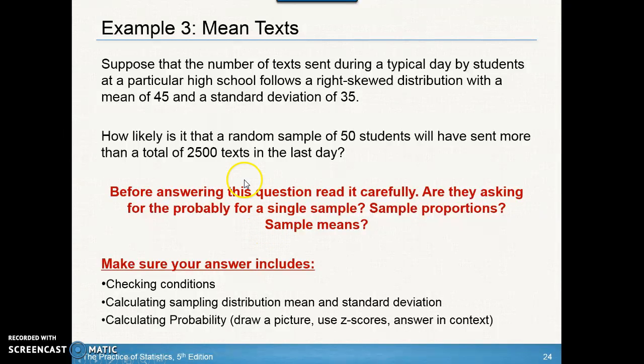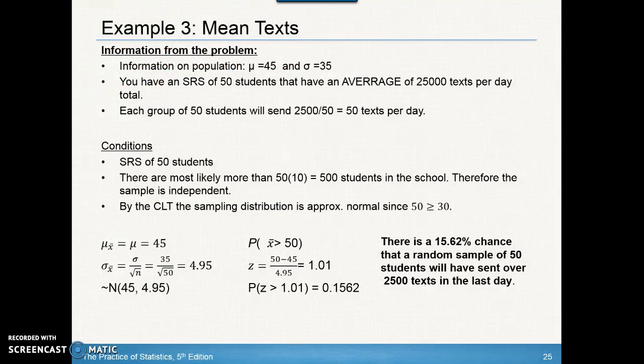Okay, so go ahead and try this one. Okay, this one was a little bit trickier.